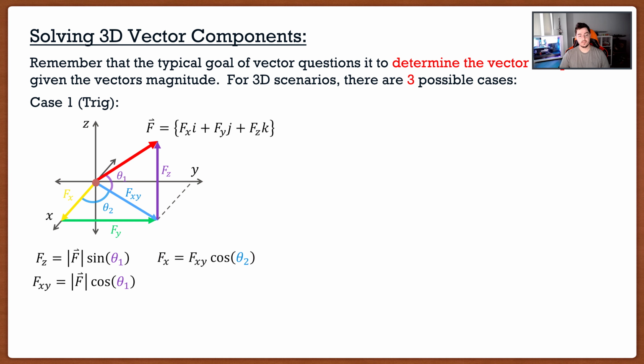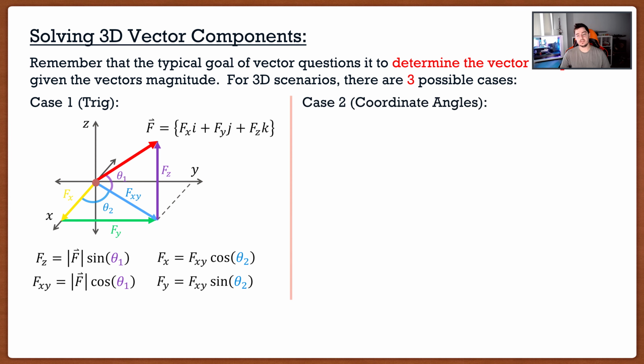So in this case, my Fx is going to be Fxy times cosine of theta 2, and my Fy is going to be Fxy times sine of theta 2. So that Fxy, even though it seems like a useless intermediate step, we actually need it to solve for Fx as well as Fy. At the end, this is the worst case, but it's actually pretty simple. It's just 4 calculations. You'll be good to go. You'll know all of your components, and then you can proceed to things like the unit vector, magnitude, stuff like that.